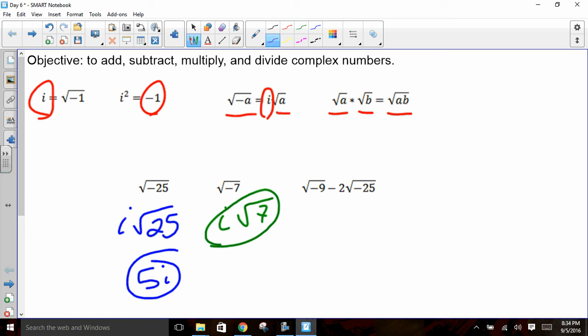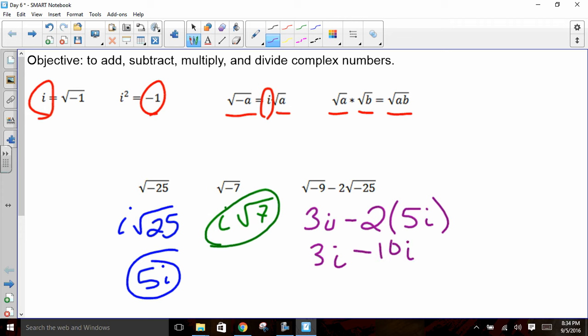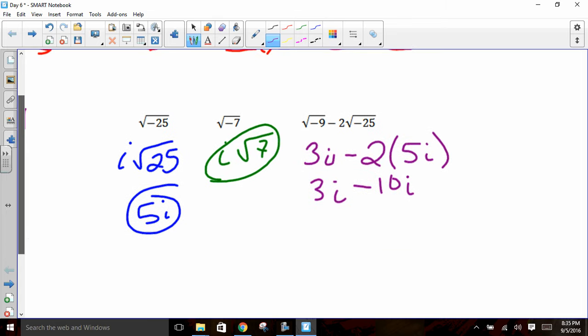Now this one's a little bit more complex. Let's take it a step at a time. The square root of negative 9 will give me 3i, minus 2 times the square root of negative 25, which we just saw was 5i. So I have 3i minus 10i. Again, I can kind of treat my i like a variable. So when I have any number times a number with an i, I just go ahead and multiply the numbers together. Now I have like terms. I have i's in both of them, so I can take 3 minus 10 and get negative 7. My i follows along.